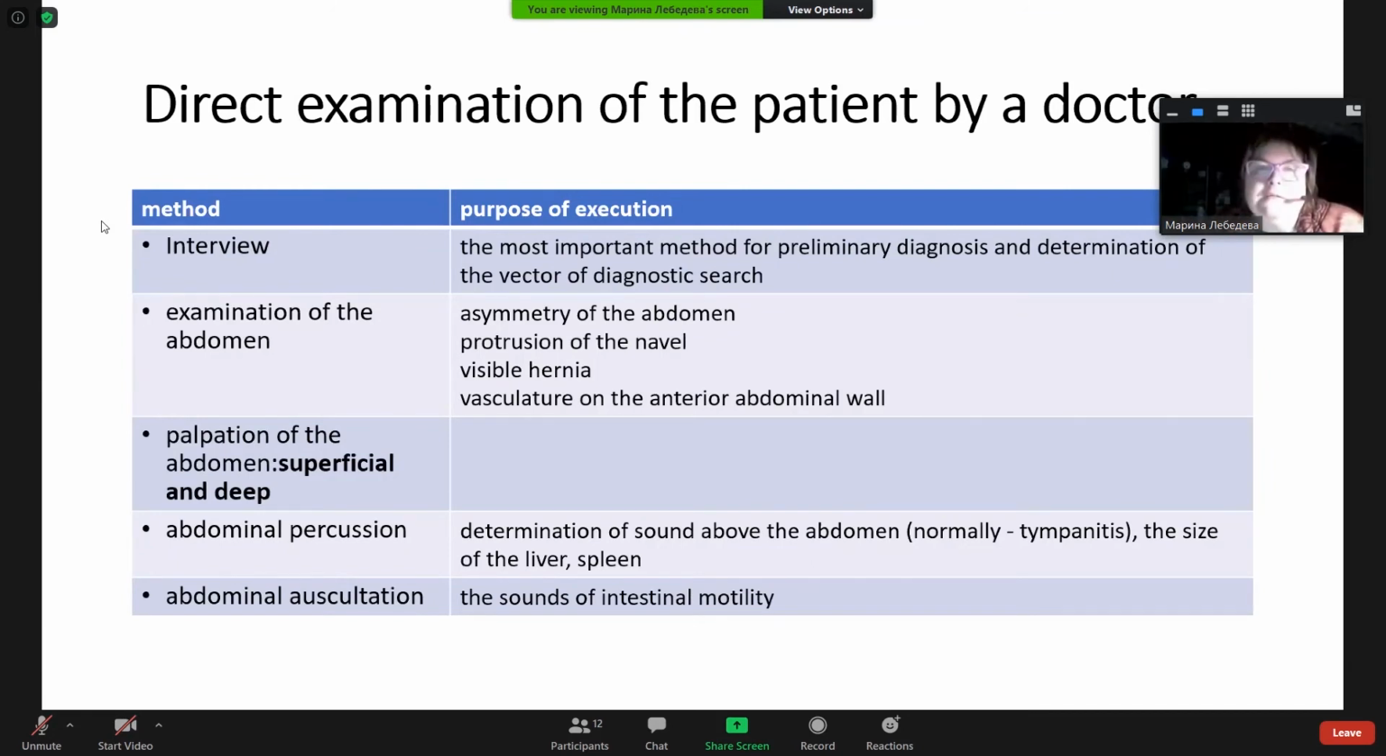You may be asked about the goals of direct examination of abdomen of any part of the patient, but also of abdomen. Do not forget that palpation of abdomen are of two types, superficial and deep.